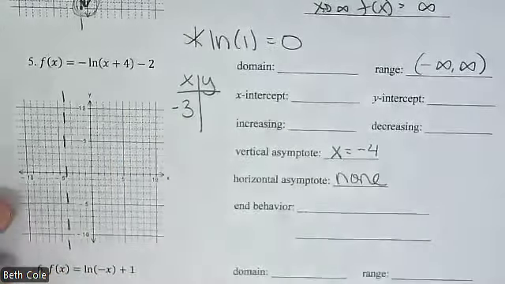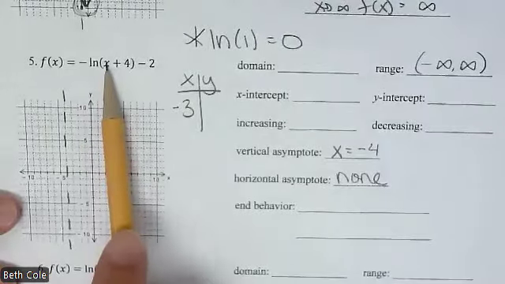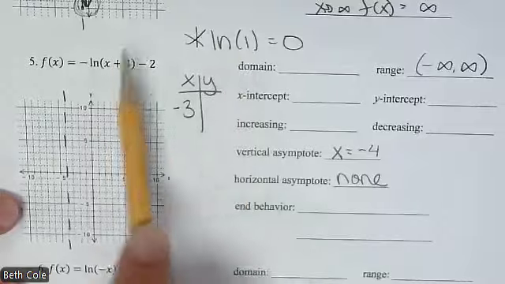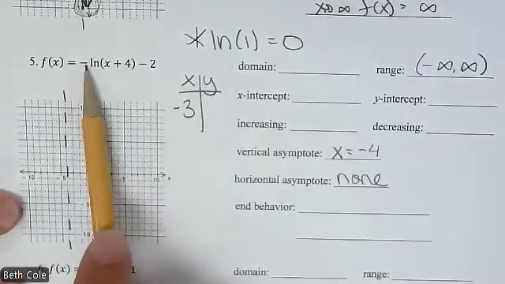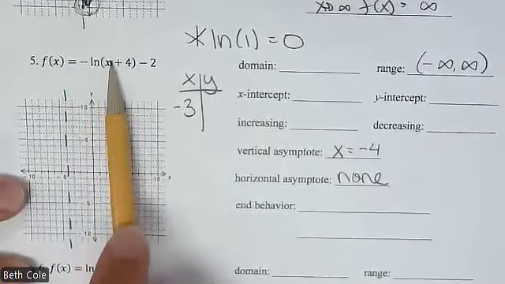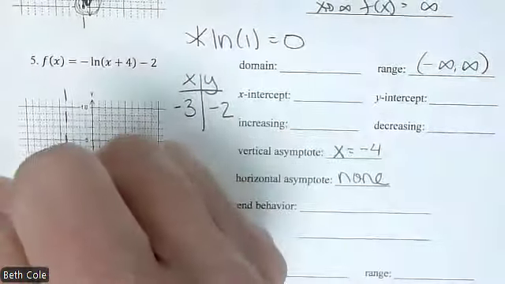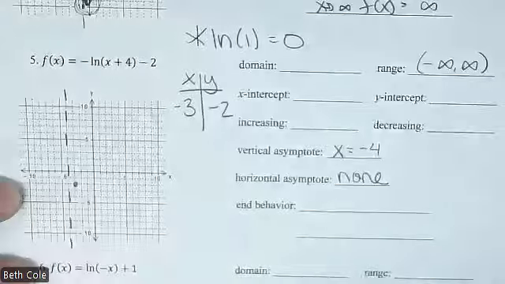Ready? And you guys need to focus. -3 plus 4 is 1. ln of 1. So this whole thing, you can't negative a 0, so it just goes to 0. -2 is -2. So (-3, -2) is the 1 point that you're going to get.